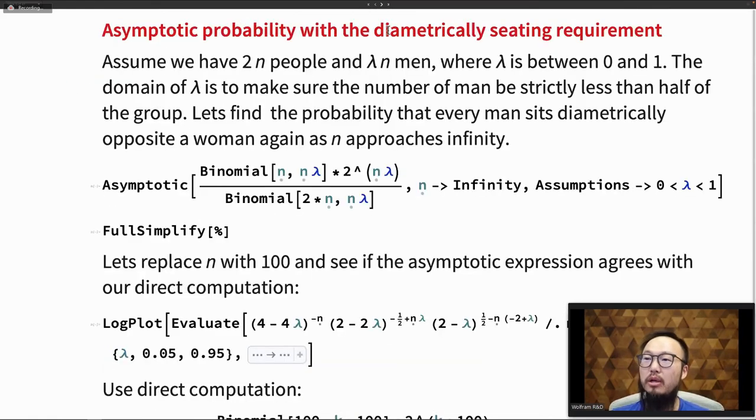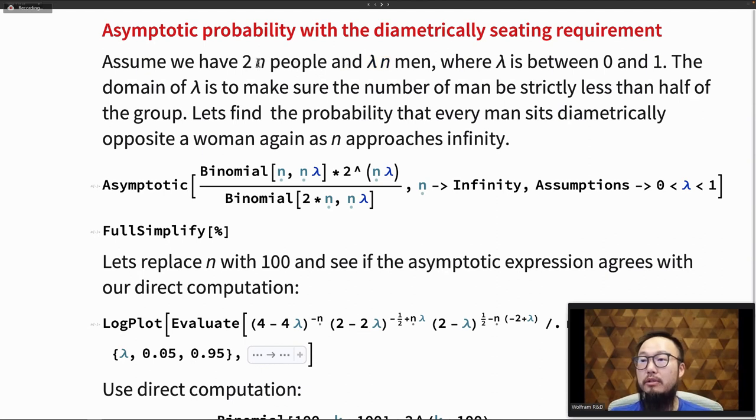But we can go a little bit further to see how this problem evolves if we have lots of people, like 10,000 people. What's going on? What's going to be the property that we are going to observe for really large input? So let's see. Say we have 2n people and lambda n men, where lambda is a parameter, because the worst case we have is 100 men and 100 women. Okay, so it's fine to have one man and 199 women, because that will always give you the red blue requirement we have in the problem.